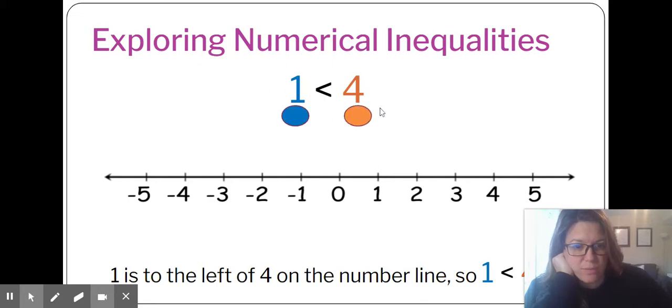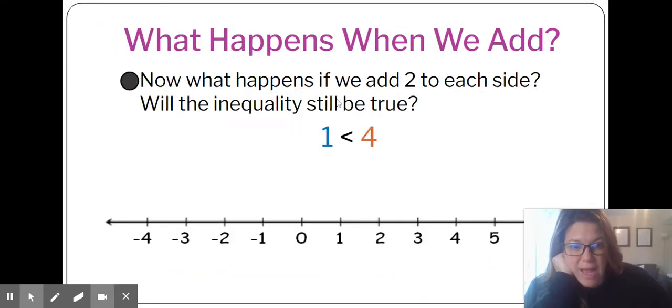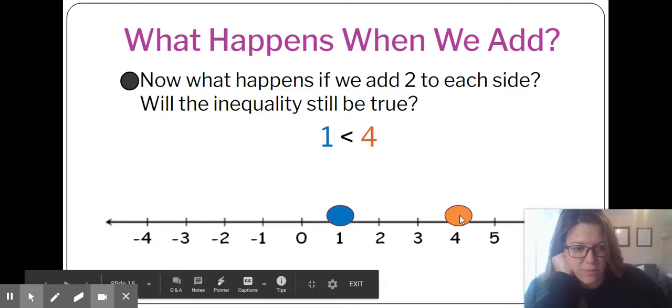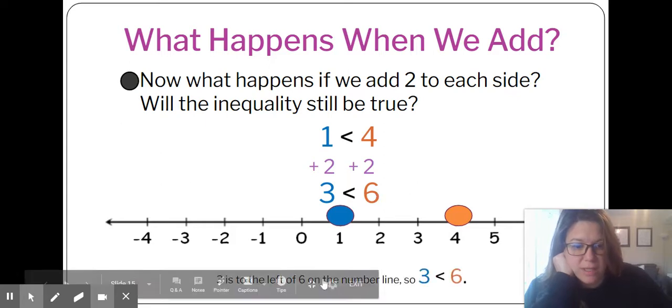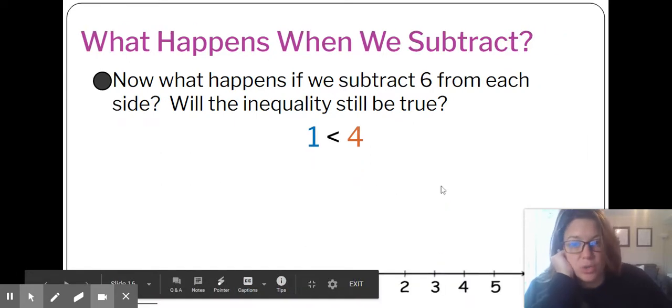So that's true. Now, what happens if we add 2 to each side? Will the inequality still be true? So if I do 1, okay, and 1 is still less than 4, right? Because 4 is to the right on the number line. So if I add 2 to both sides, now I'm asking you, is 3 less than 6? Is that inequality still true? Yes, 3 is less than 6. So 3 is to the left of 6 on the number line, so that's true.